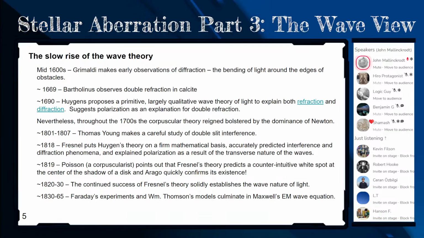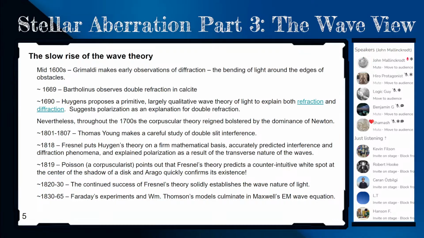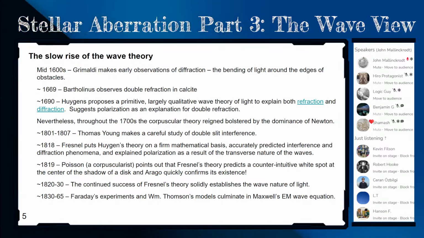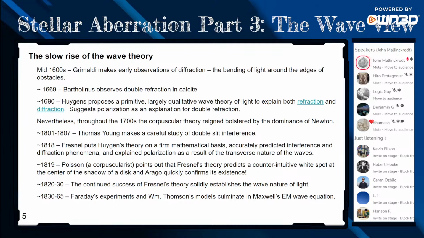Fresnel put his theory forward, and Poisson, who was a dedicated Newtonian corpuscularist, was looking for some way to cut Fresnel down. So he noted that Fresnel's theory predicts a very counterintuitive white spot of light right at the center of a shadow cast by a disk. If you had a perfectly circular disk, Fresnel's theory suggested that there should be a white spot, a light spot, right at the center of that shadow. And Poisson really thought he had put the kibosh on Fresnel for that.